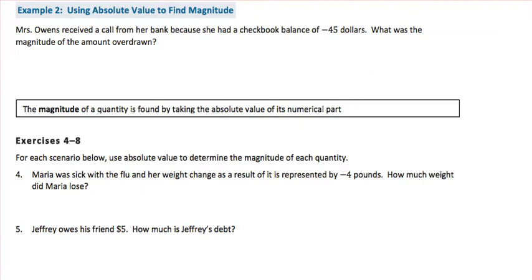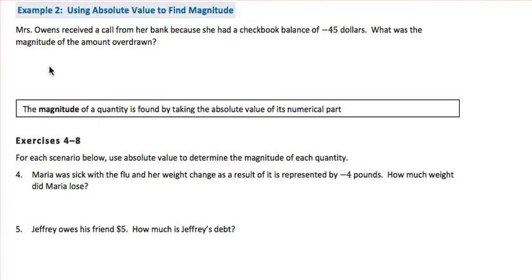Now, the purpose of absolute value is to really be able to compare numbers and find their magnitude. A magnitude is how large, how big something gets. So in example 2, Mrs. Owens received a call from her bank because she had a checkbook balance of negative $45. Then the question is, what was the magnitude of the amount overdrawn? To put that in other terms, the question is asking how much is the overdrawn amount?